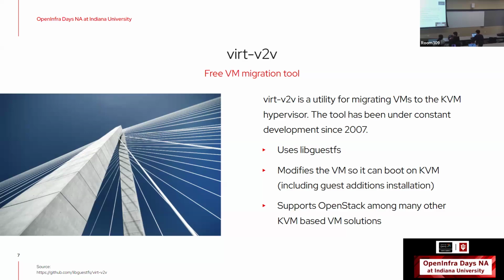Been around for a long time, 2007. I've migrated a lot of VMs using virt-v2v, and it supports a lot of hypervisors. KVM is the target, but as the source, it supports quite a few. One of them is VMware vSphere. You can go through the vSphere SDK. You can go straight to the ESXi host API, so you don't need a vCenter to use virt-v2v.